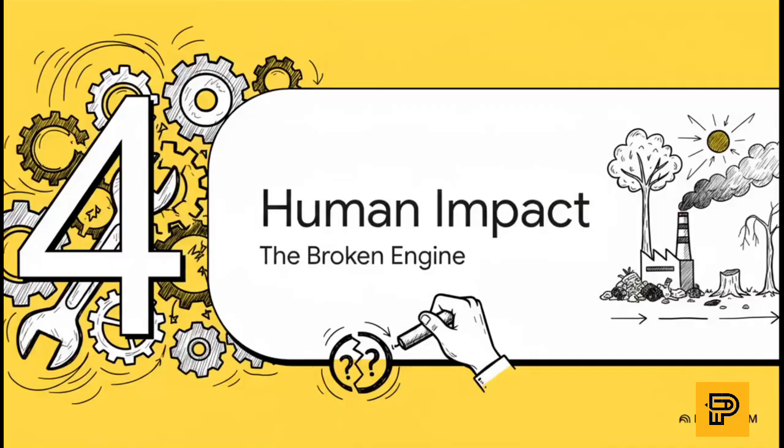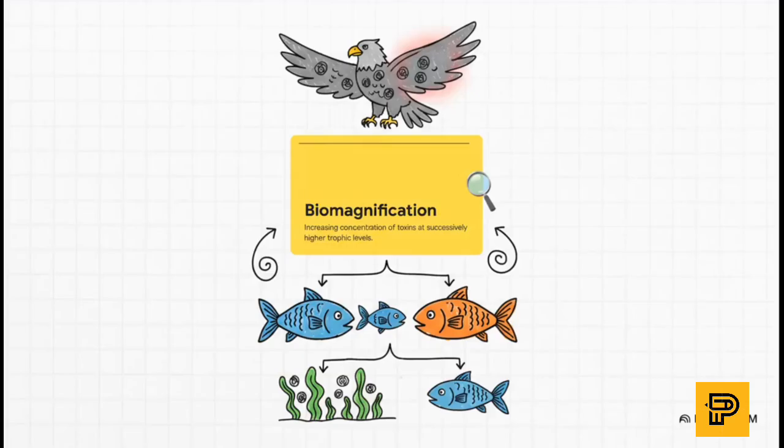All right, on to our final piece, section 4, human environmental impact. A really stark example of where things go wrong is biomagnification. Remember how we just said energy decreases as you move up the food chain? Well, certain chemical toxins do the exact opposite.